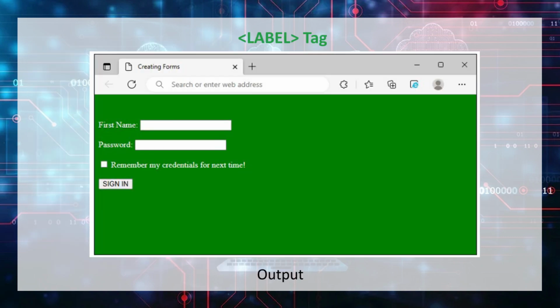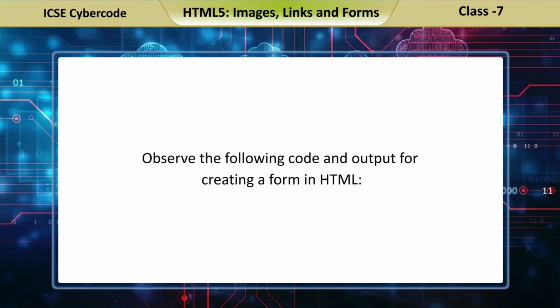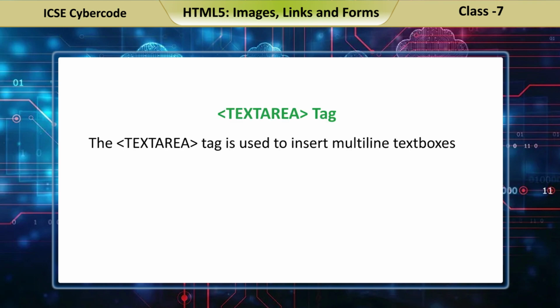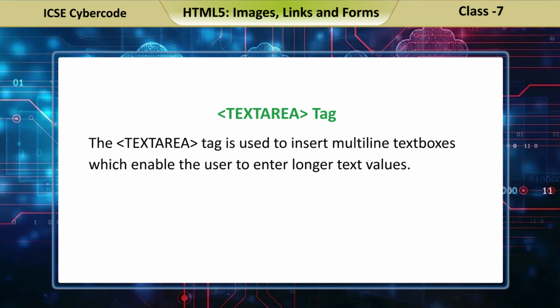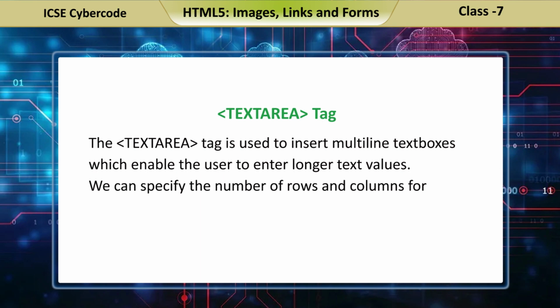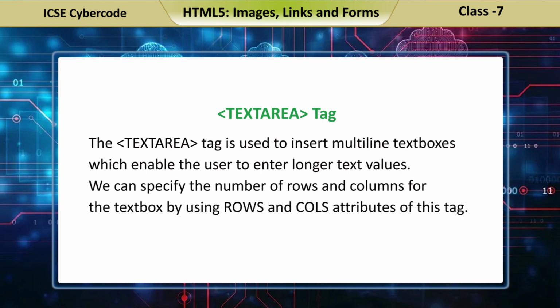Output. Observe the following code and output for creating a form in HTML. Text area tag. The text area tag is used to insert multi-line text boxes which enable the user to enter longer text values. We can specify the number of rows and columns for the text box by using rows and cols attributes of this tag. Syntax. Text area rows equals 3, cols equals 50.